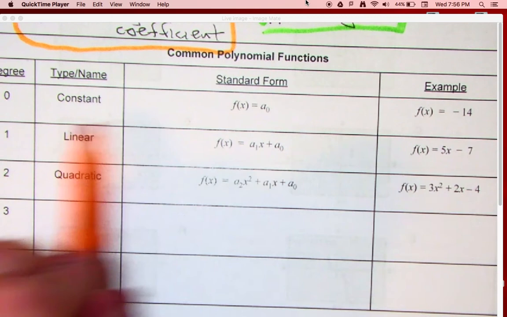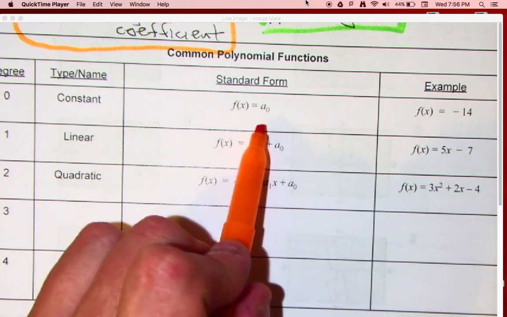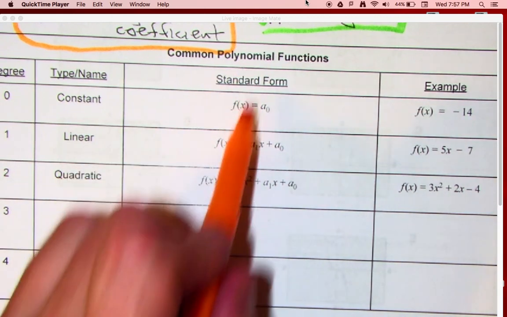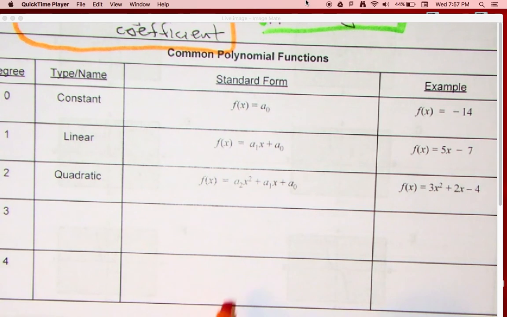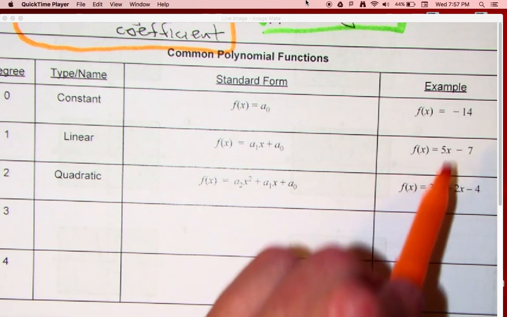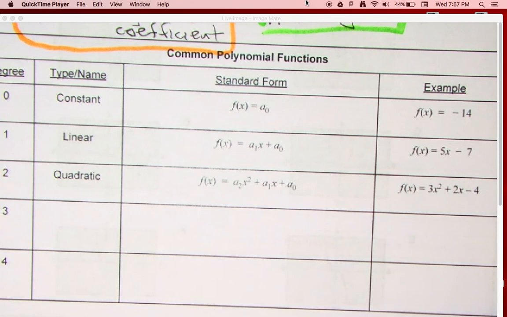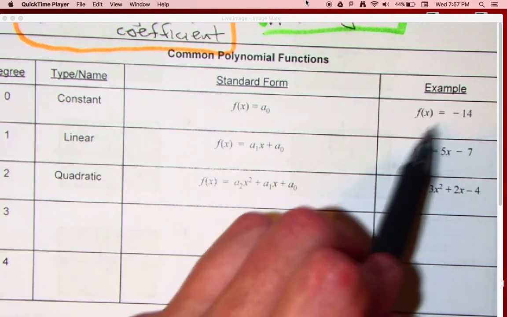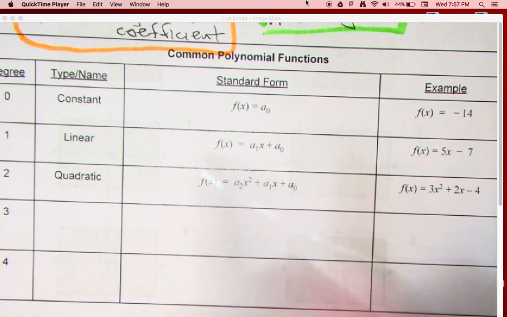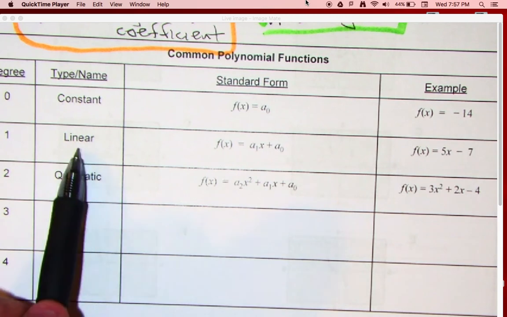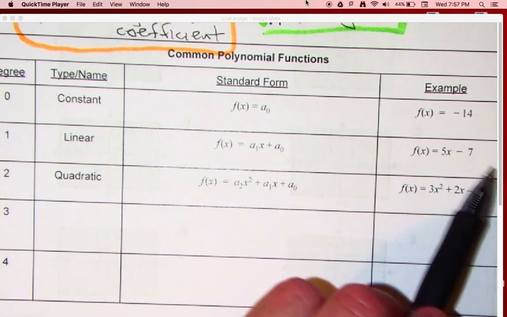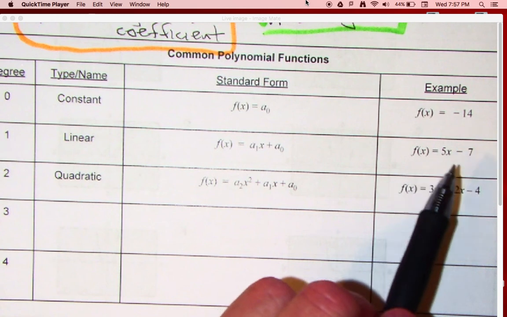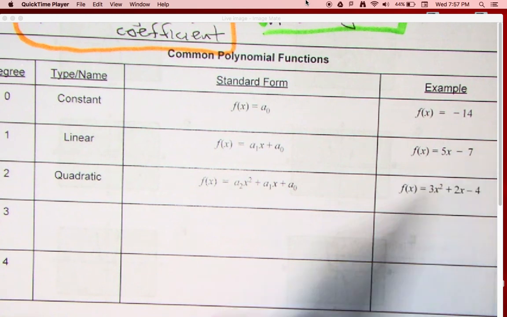And we've dealt with polynomial functions in terms of constant functions. So here's an example of a constant function. This is the standard form, by the way. I'm not really concerned that you can recite the standard form. It's more important that you can look at a function and say, is it constant, is it linear, is it quadratic? And so here's an example of each of those. A constant function is just f of x equals a number. Straightforward, no variables in there. A linear function, y equals mx plus b, or f of x equals mx plus b. So there's an example of a linear function.